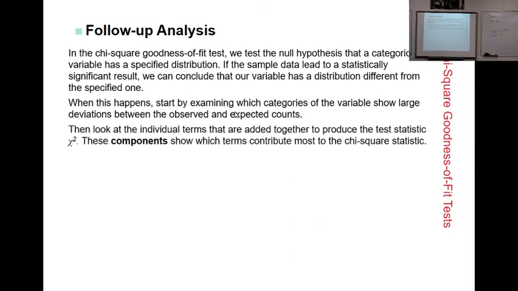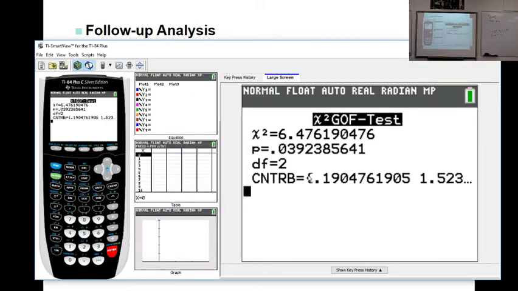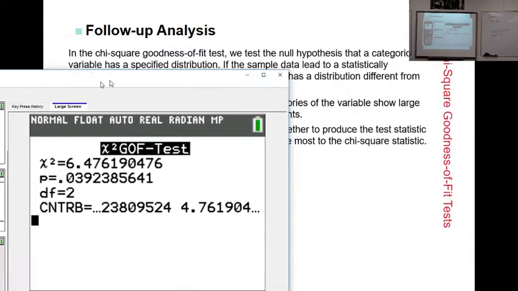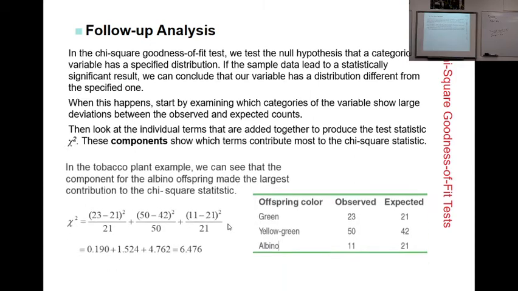And the way that we're going to measure that is by looking at each of the components of the chi-square formula. So remember that on the calculator, it gave us each of the contributing chi-square values. So this one was 0.19, and then the second value is 1.52, and then this third value is 4.76. The larger the chi-square value, the farther away the observed and the expected are. So larger chi-square values contribute more to the chi-square statistic being larger, and are probably the thing that is causing us to reject the null hypothesis.